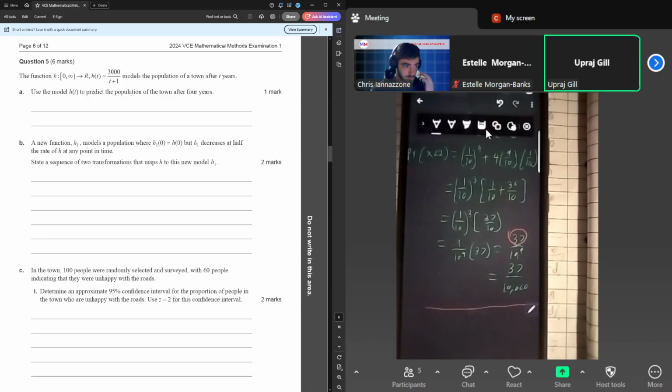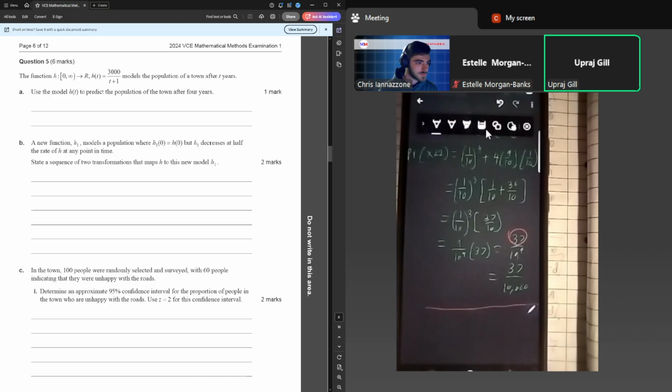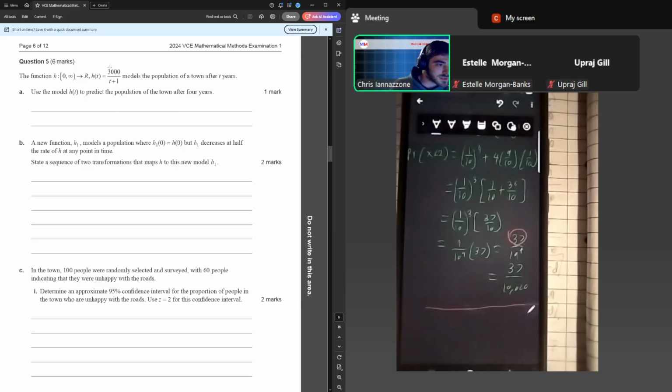Chris, is the answer to question 5A 600 people? Probably. Did you just sub in t equals 4 for that? Yeah. So the scenario is essentially, if h of t is modeling the population after t years, then 4 years means t equals 4. H is the population, so when you sub in t equals 4, you just get 3,000 over 5, which is 600. Easy.